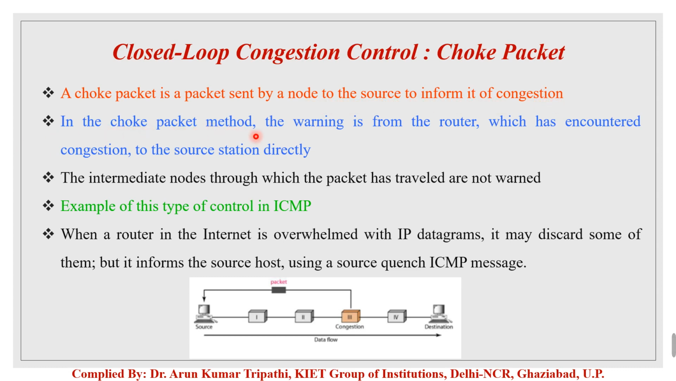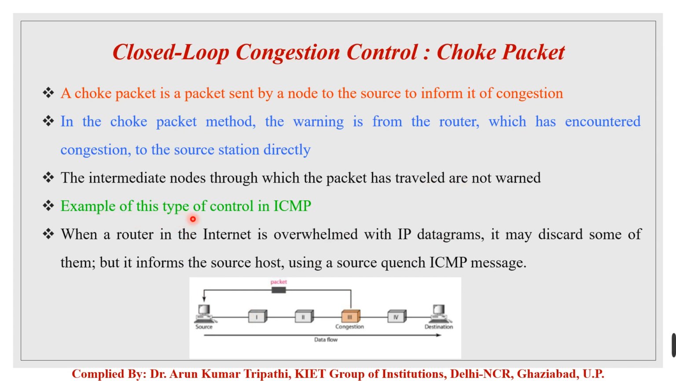In the choke packet method, the warning from a router which encounters the congestion goes to the source station directly. The intermediate nodes through which the packet has traveled are not warned. It will not give the warning to the previous node or its previous one. It will immediately and directly inform the sender by sending a packet.